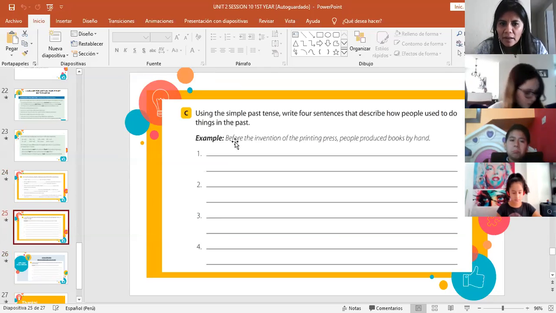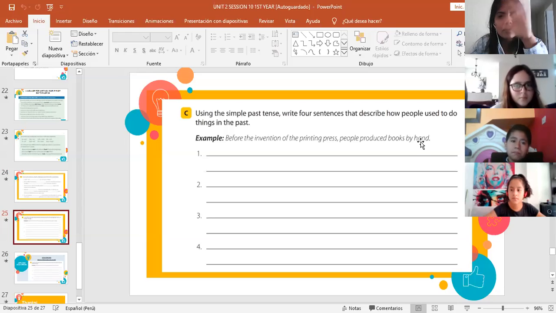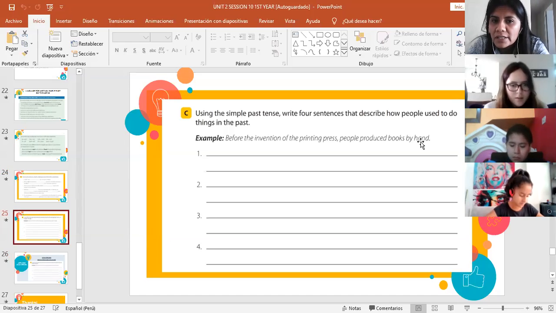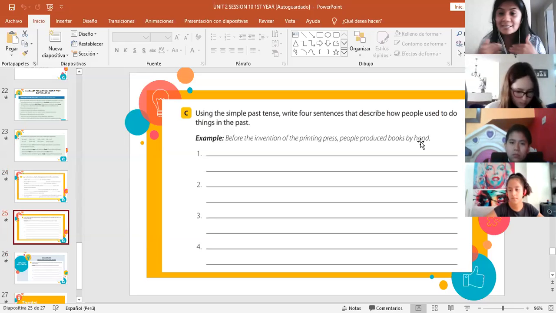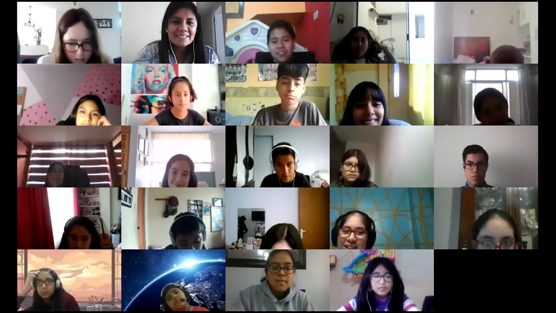Highlight the verb in past. For example, before the invention of the printing press, people produced books by hand. You have to write four sentences telling me how people used to do things in the past. I can give you an example. Don't copy my example, because it's my example. You always copy my example.